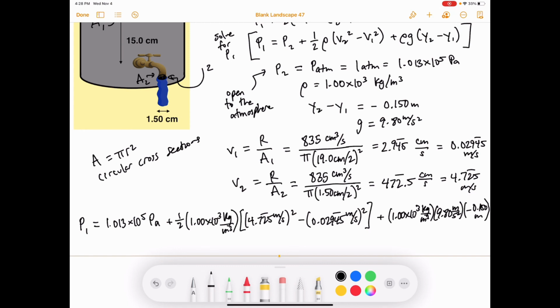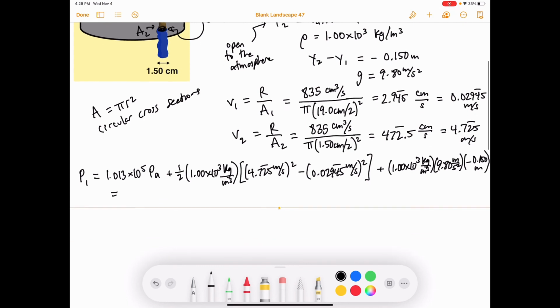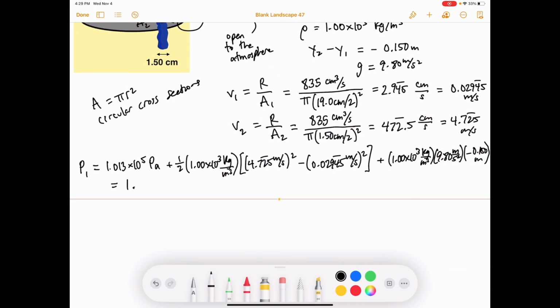So if you crunch those numbers in your calculator, you're going to get 1.1099 times 10 to the 5 pascals. And we'll keep 3 sig figs on that. So to be clear about the units here, what I did is I plugged everything in with SI units. So what came out was the SI unit of pressure. If you analyze the units, you'll see it does work out in pascals.